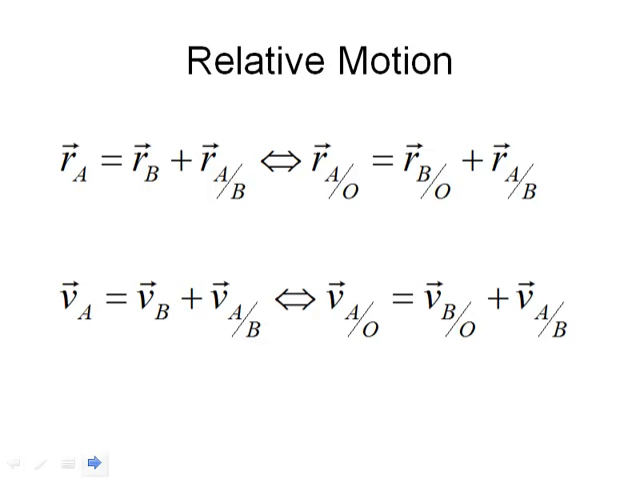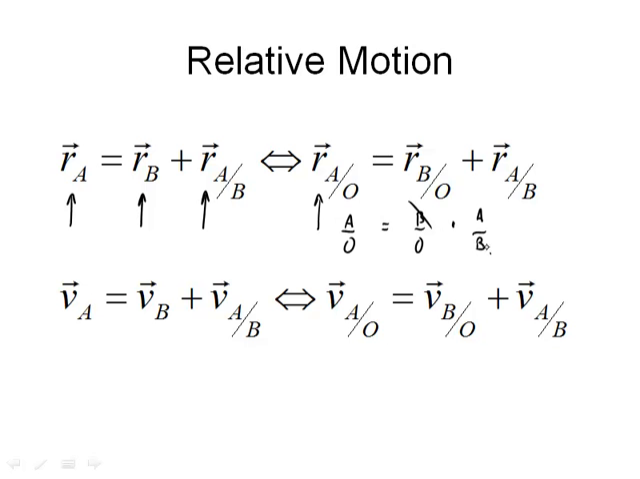Let's assume that there is an origin in the classroom in which you're sitting. Then your position and another person's position can be related both to the origin and to each other. So the position of student A with respect to the origin, r_A/O, is equal to the position of student B with respect to that same origin, plus the position of student A with respect to student B. Looking at the subscript notation, A over O is equal to B over O times A over B.